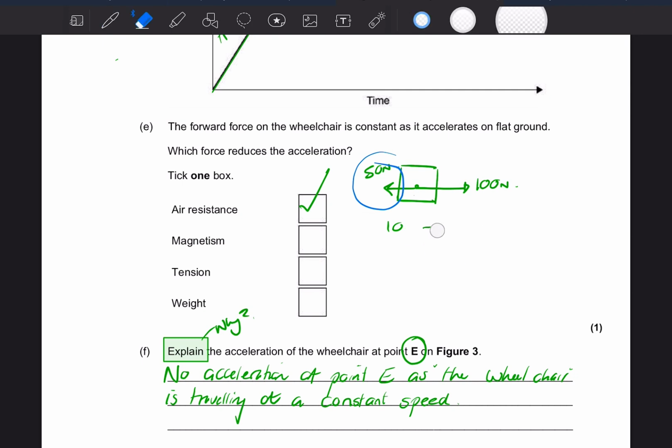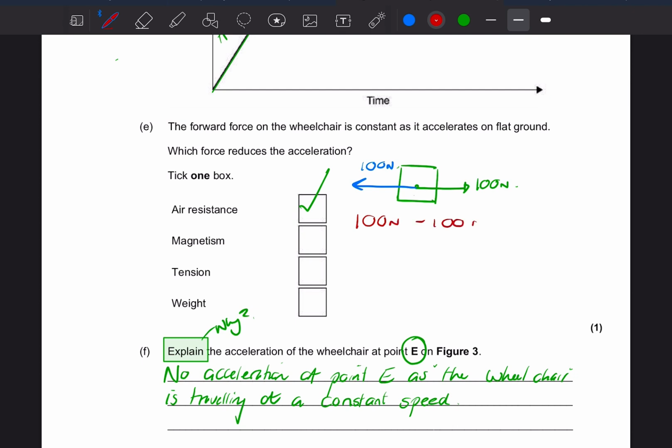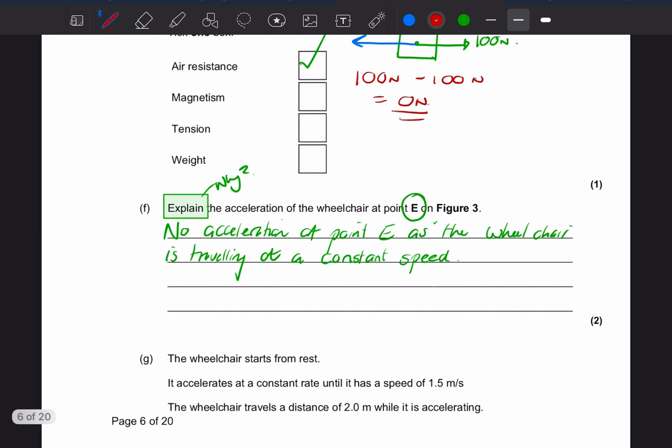So let's take off all of this. And in order to get no acceleration or a constant speed, the forwards force and the backwards force must be the same. And if that is the case, you have 100 newtons minus 100 newtons, which gives you 0 newtons. So we can say there is an overall resultant force of 0 newtons, therefore we travel at a constant speed, or there is no acceleration. So that explains what we're seeing at E.